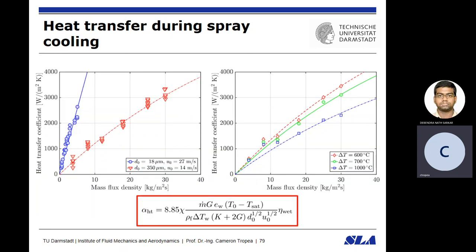And then, of course, now this is my last message. Basically, you can take a look. These are now measurements taken from different people. These ones were taken with little droplets, 18 microns, at 27 meters per second hitting the surface. And these were 350 microns with 14 meters per second. Those are the data, and the lines are our theory. One group was in Hanover, and the other was in Bremen or someplace. We can predict this with a little mathematics, really a little mathematics.